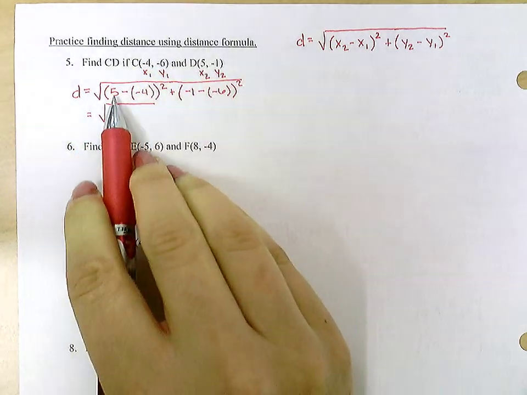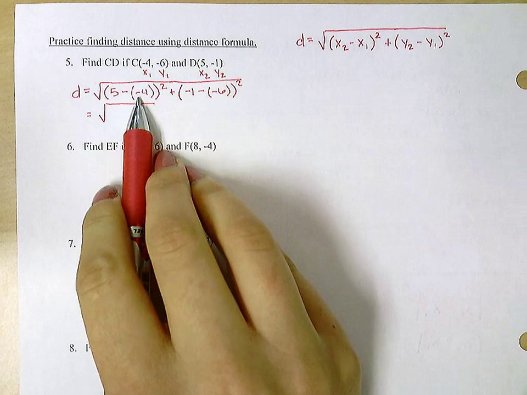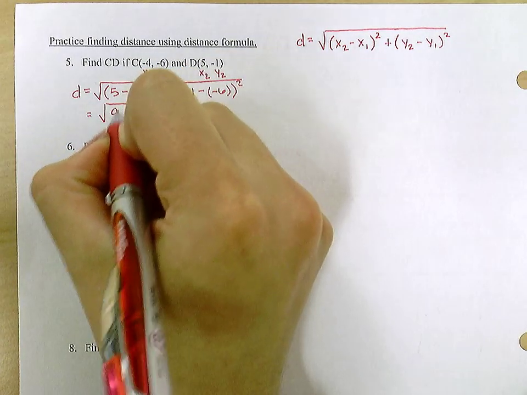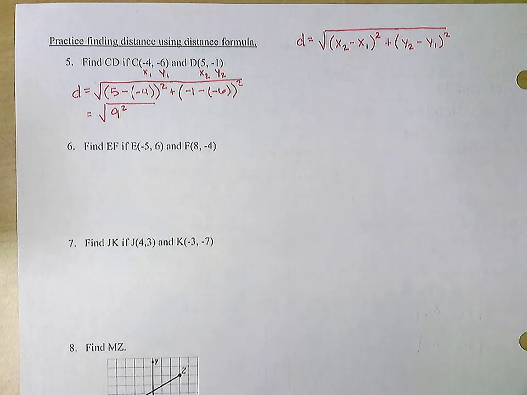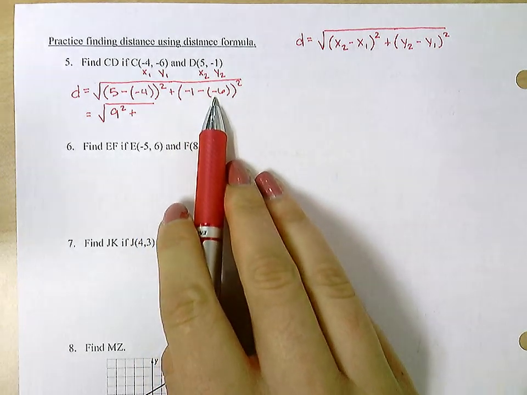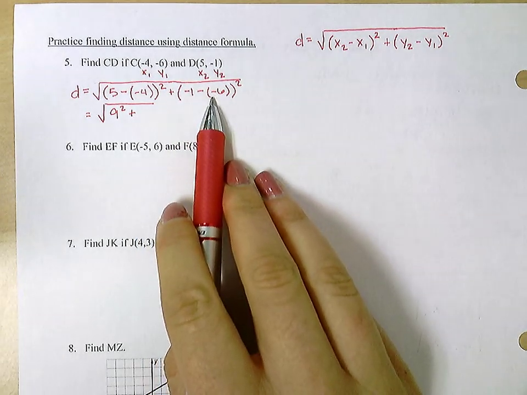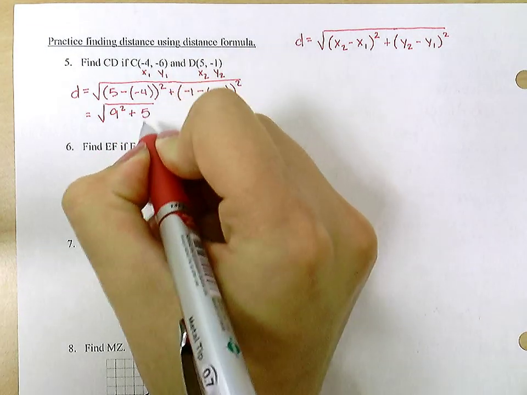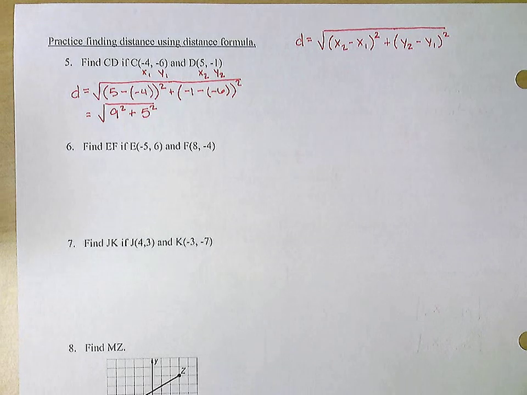Okay, so I have 5 minus a -4. That's 9, and that has to be squared. Plus I have -1 minus a -6. That's 5. So I have 9 squared plus 5 squared. You cannot say this is 9 plus 5. You cannot take the square root of those separately. You actually have to square both of those numbers and add them together.